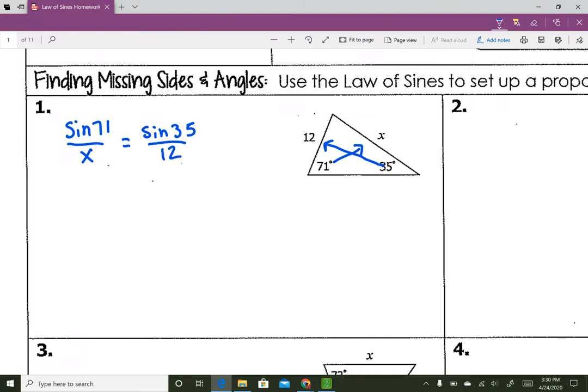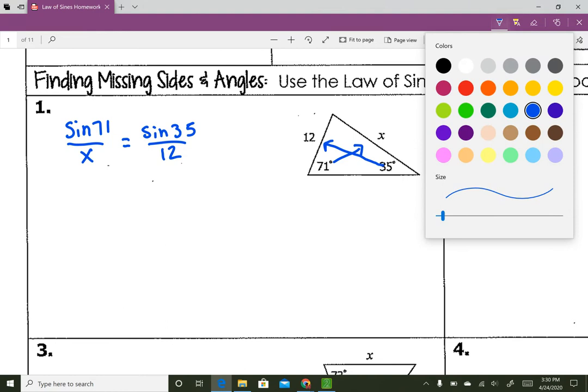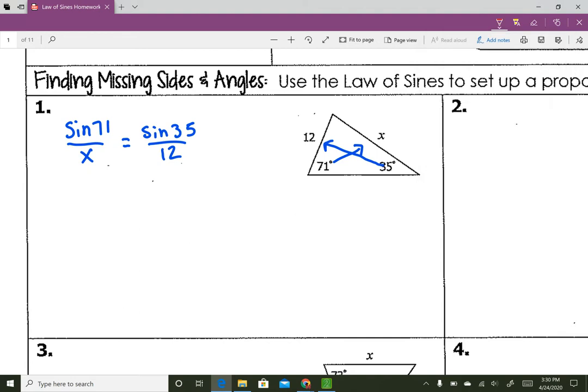And let's just treat this like an algebra problem, straight up. So I'm trying to get x by itself, right? So the way I have to do that is first multiply both sides by 12. So I'm going to get 12 times the sine of 71 over x, and it's equal to the sine of 35.